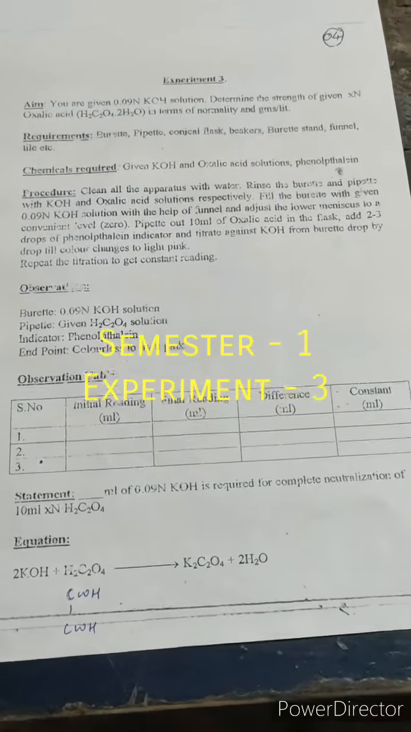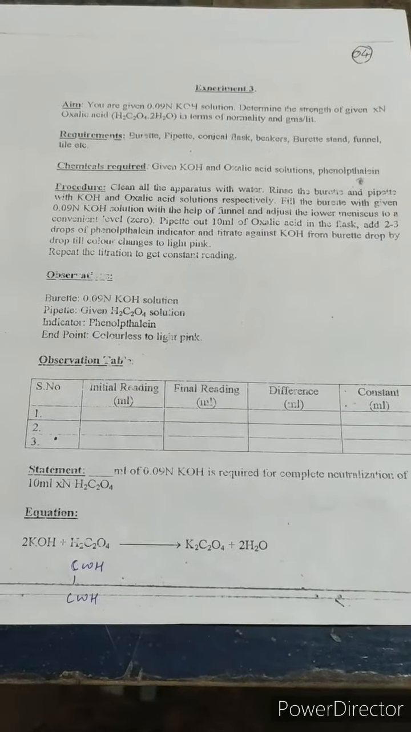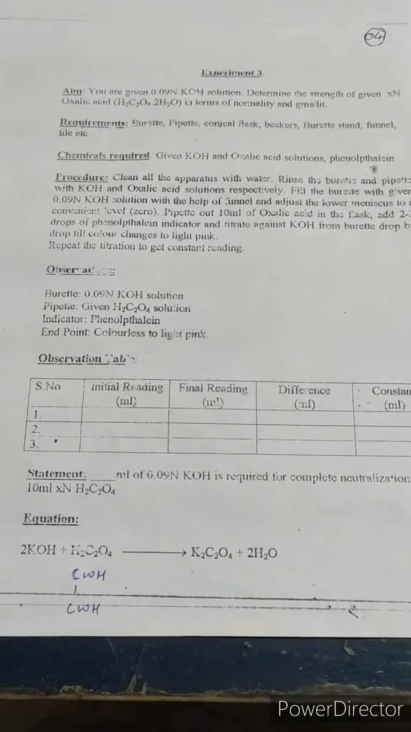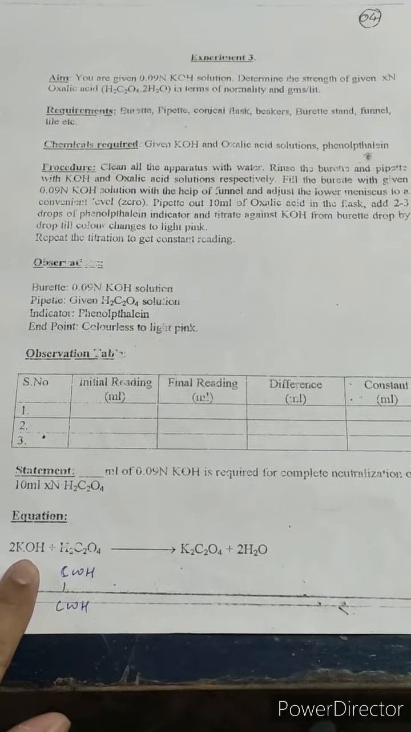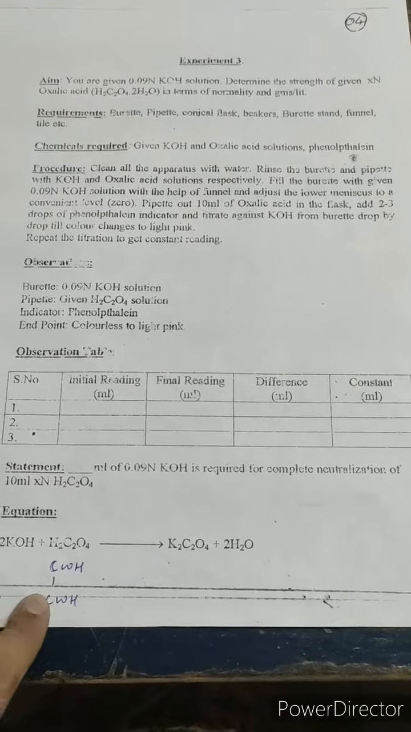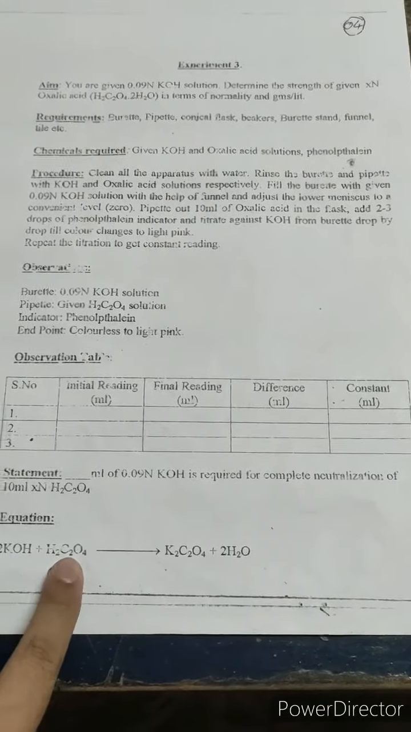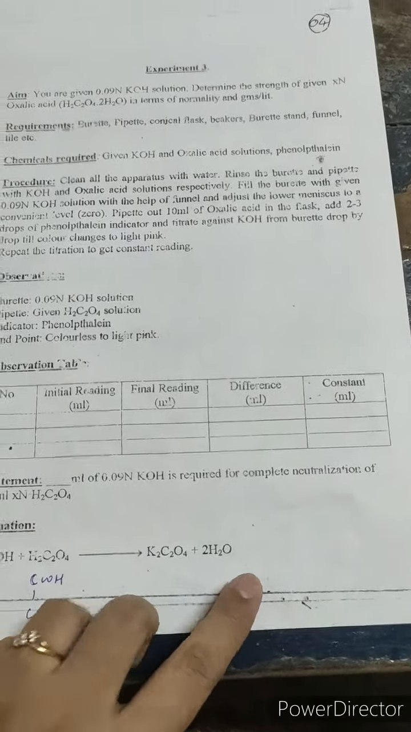Hello students, today's experiment we are going to perform a titration, a simple neutralization reaction of KOH, potassium hydroxide, and oxalic acid. It's a dicarboxylic acid. These two react to form potassium oxalate and water.